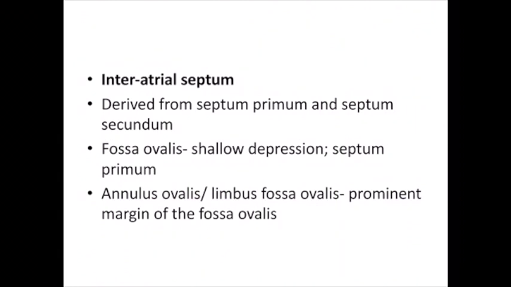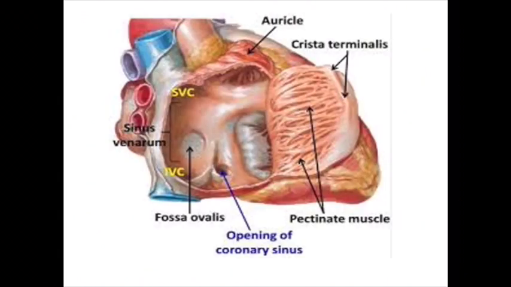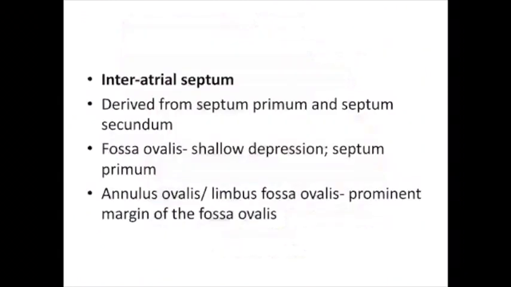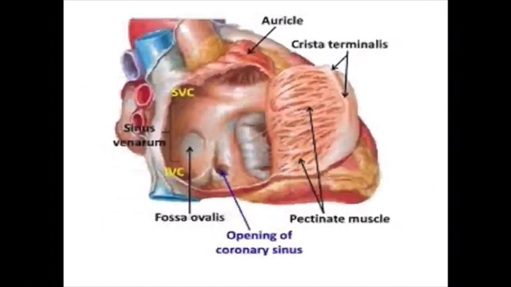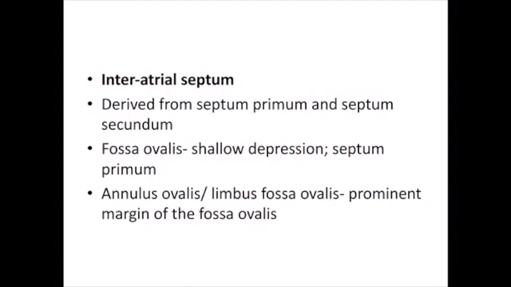Interatrial septum is derived from septum primum and septum secundum embryologically. It has a shallow depression called fossa ovalis, which is the embryological origin of septum primum. And the annulus ovalis or limbus fossa ovalis is the prominent margin of the fossa ovalis. So this is the fossa ovalis, and the margin of the fossa ovalis is called annulus ovalis or limbus fossa ovalis.